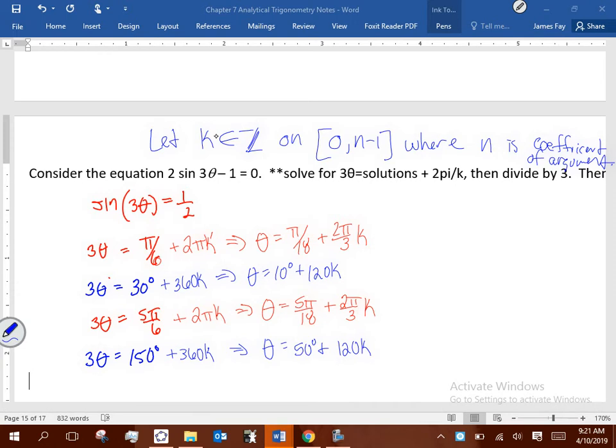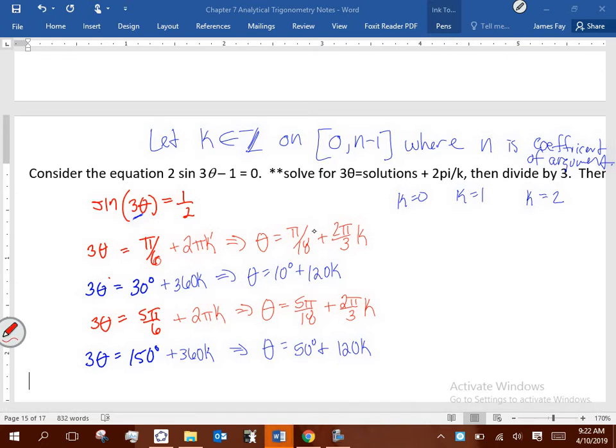So k is an integer on this interval, so k is going to start on 0, then go to 1, 2, 3, 4, all the way up to n minus 1. Well, in this case, n is our coefficient on our argument, so it's going to go up to 2. Does that make sense? So I'm always going to go k equals 0, k equals 1, and then k equals 2. I stop with k being 2 because that's n minus 1. And now I'm just going to evaluate these angles on those values of k.